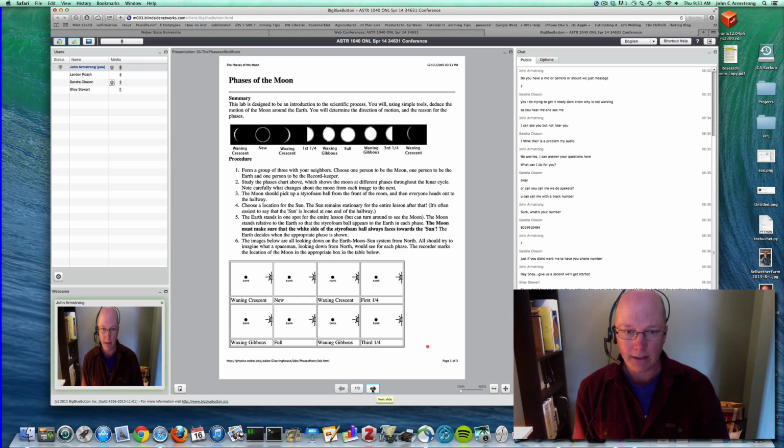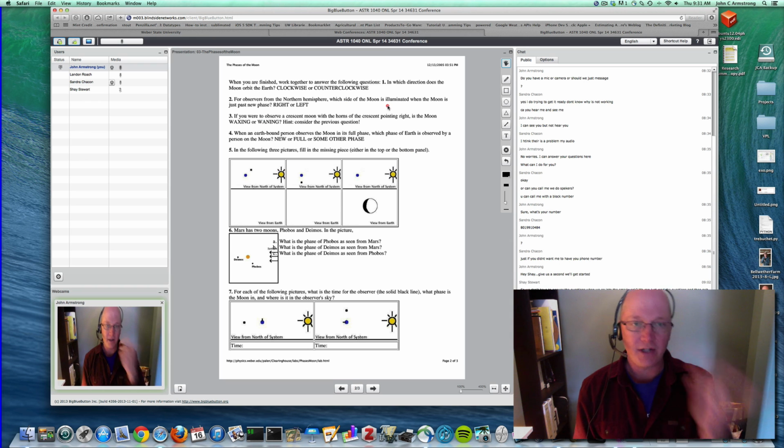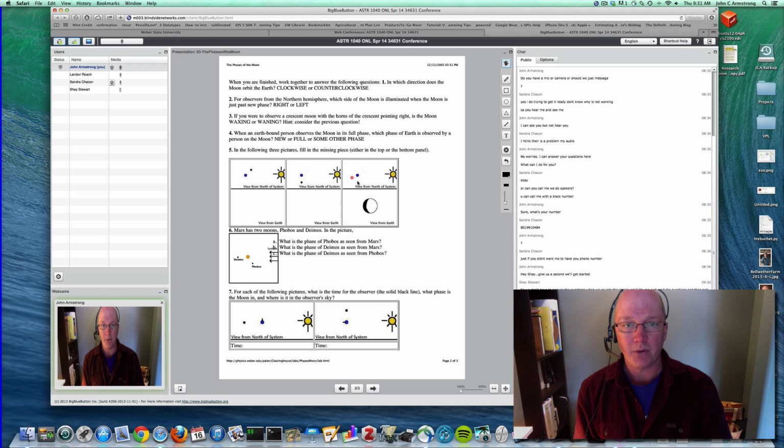The second part is using what you've just learned to answer some of these questions about the observations that you made, but then also doing some things about what the Earth looks like from these different models. So in this case, for example, I've got a view from the Earth which shows the moon, and I've got to figure out where the moon is up here.